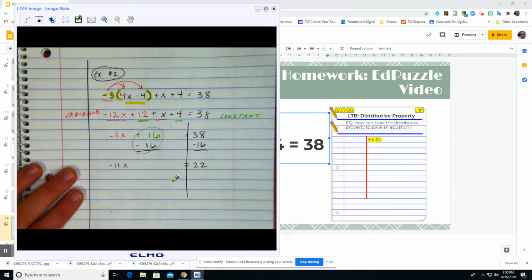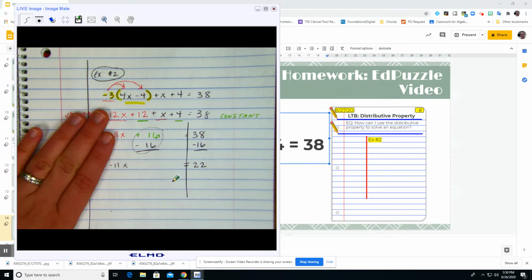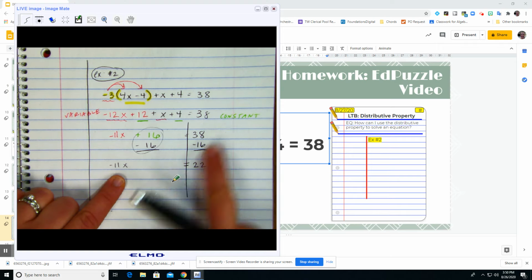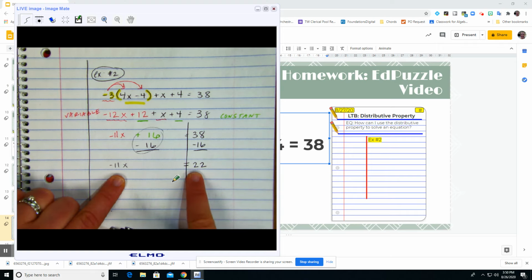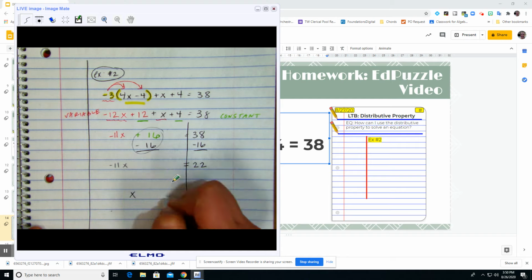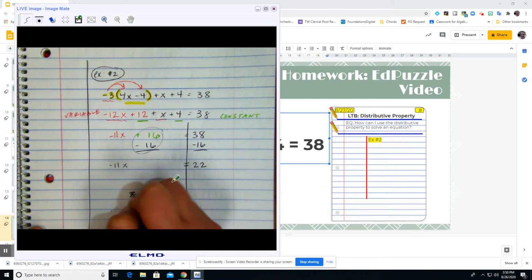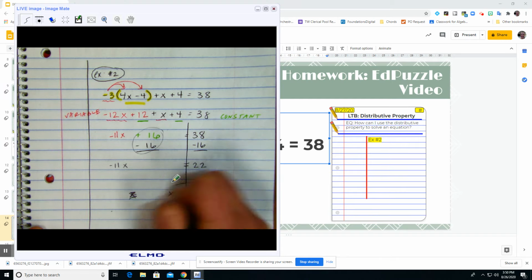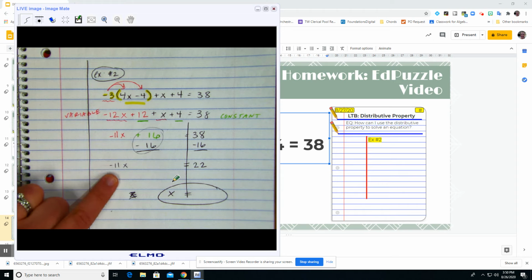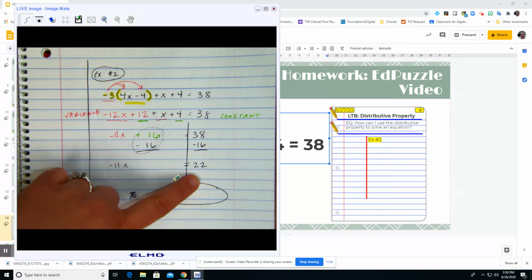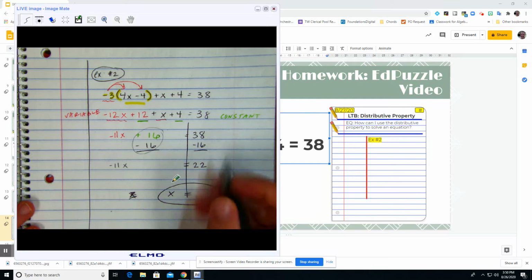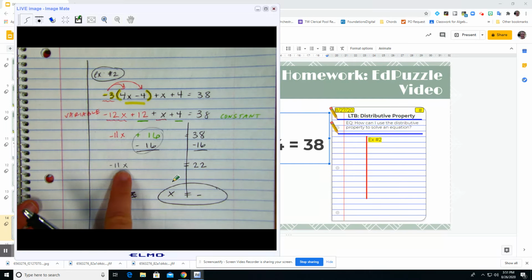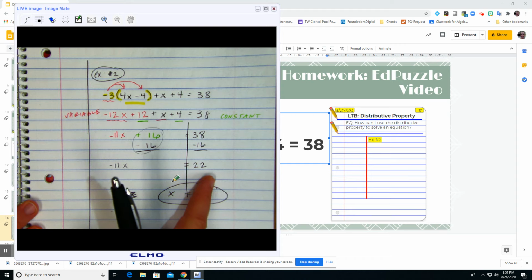Now that I've combined all the like terms and gotten all the variables on the variable side, the constants on the constant side, now I need to solve for 1x. 1x, let me put it over here. 1x equals something. You might be able to solve this in your head. Negative 11 times something equals 22. Automatically, I should know it's a negative because a negative times a negative number is a positive number.